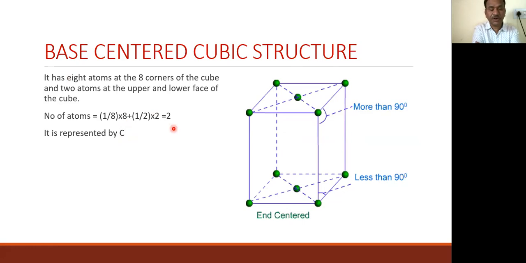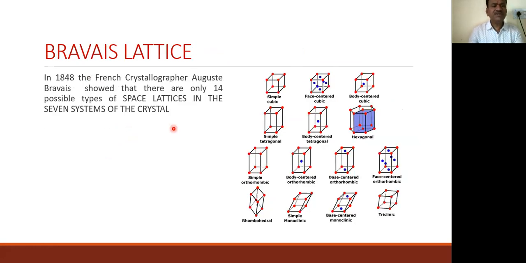I think you got the point. Here, one is simple cubic. Next is base center. Next is body center. Okay. Now, based on this, Bravais identified the 14 space lattices. In 1848, the French crystallographer Bravais showed that there are only 14 possible types of space lattice in the 7 systems of the crystal here.